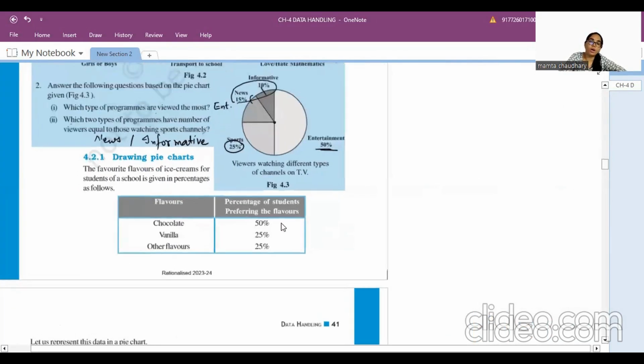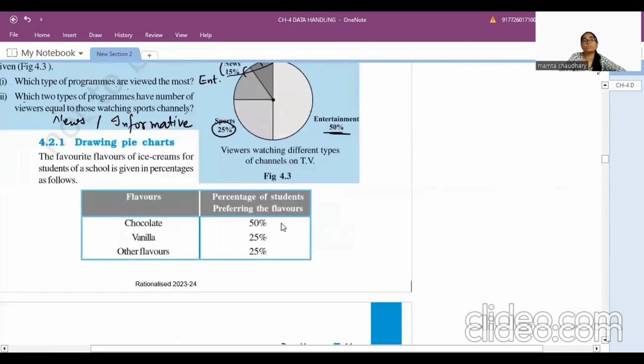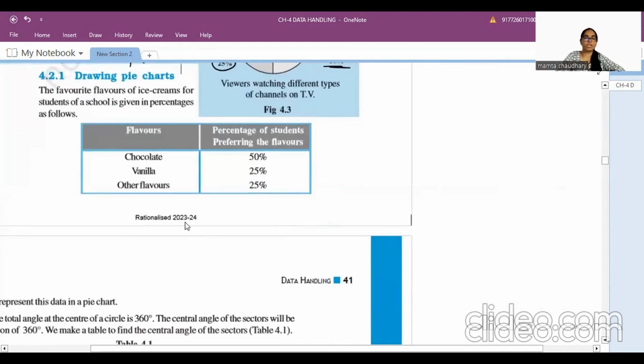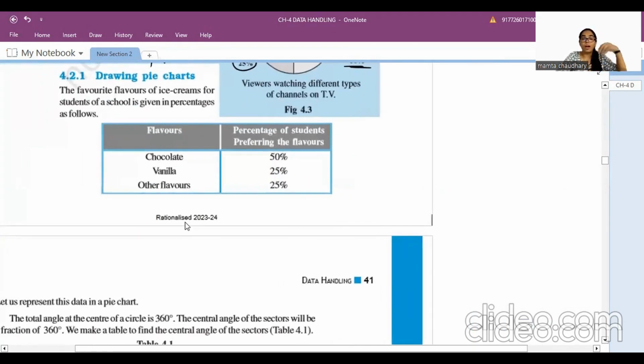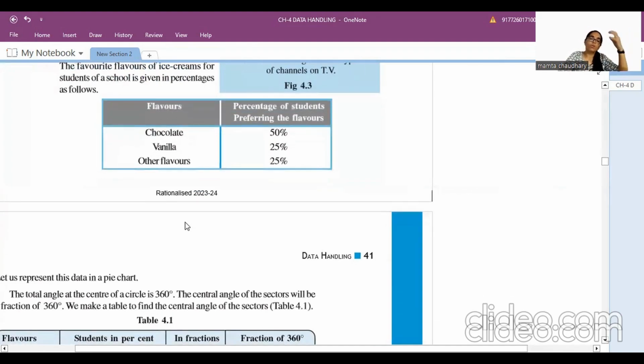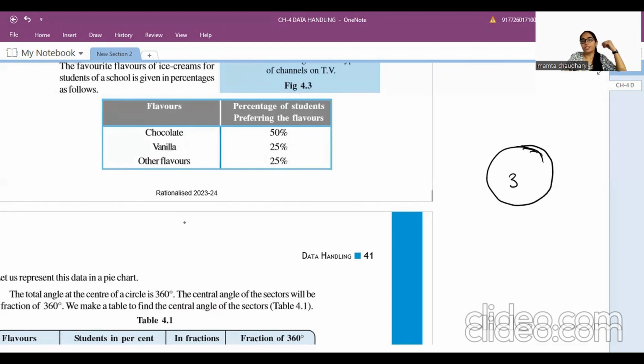Now, next comes how to draw a pie chart. Okay. So how to draw a pie chart? Suppose these percentages are given, then how will you draw? Now, we always draw a pie chart or circle chart in a circle. Circle means what? This one. It means we are basically taking the complete angle, that is 360 degrees. So this 360 degree angle will be divided according to the percentage.